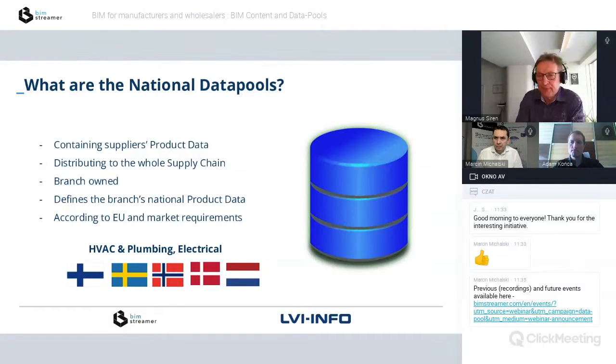Actually, it's almost 50 years since the first kind of identification and catalog was made in Finland for these products. So we have a long history. Our organizations go back to then. So, like I said, there are also other data pools in Europe, but let's say this clear national branch-owned kind you can easily find in Finland, Sweden, Norway, and Denmark, and the Netherlands.